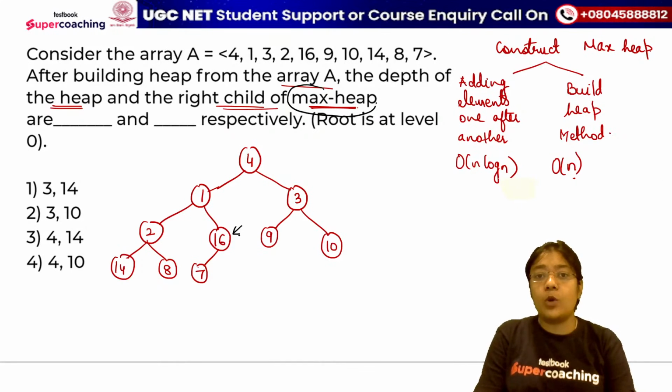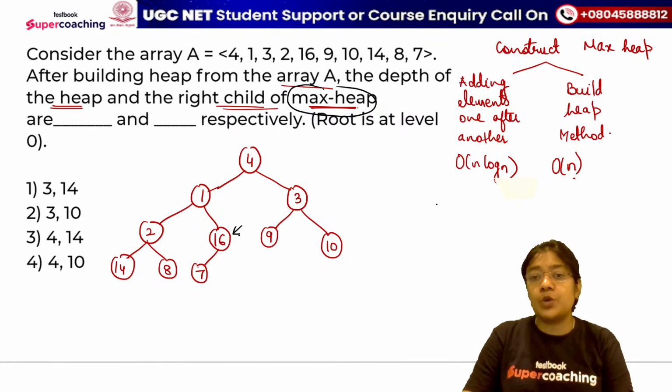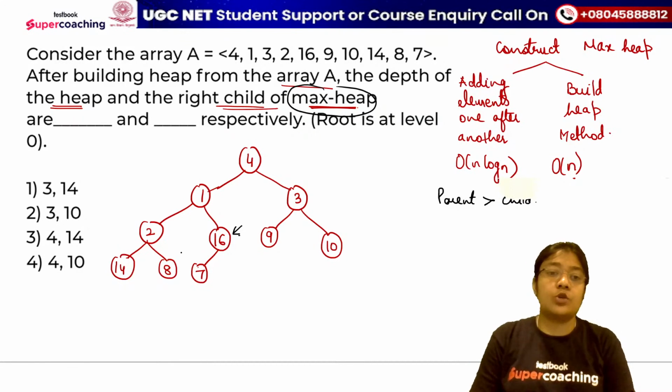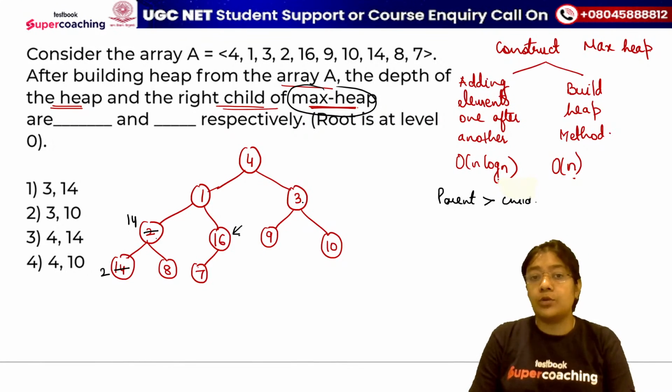Yes, we are talking about the max heap. That means the parent should be greater than both of its children. So 16 is greater than its child. True. Is 2 greater than both of its children? No. So we need to do the swapping. Here we'll get 2 and 14. Now this is done.